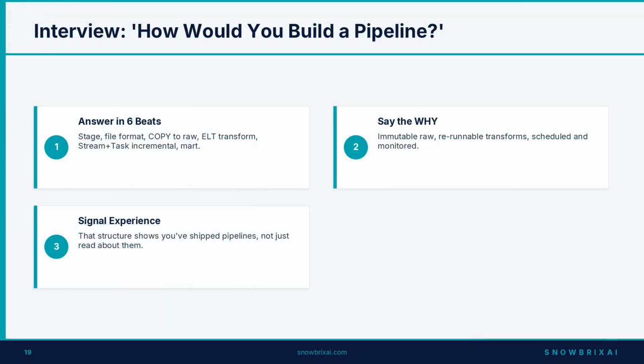Let me hand you something for our next interview. When they ask, how would you build a data pipeline? Do not ramble. Answer in 6 clean beats. Stage and file format, copy to raw, ELT transform, stream and task for incremental, then the mart. But do not just list the steps, say the why behind them. Immutable raw, rerunnable transforms, scheduled and monitored. That is the part that lands, because anyone can name the commands. That structure, said with the reasoning, signals you have actually shipped pipelines, not just read about them.